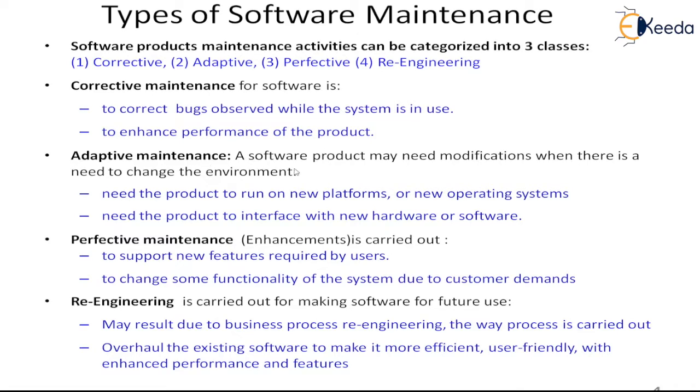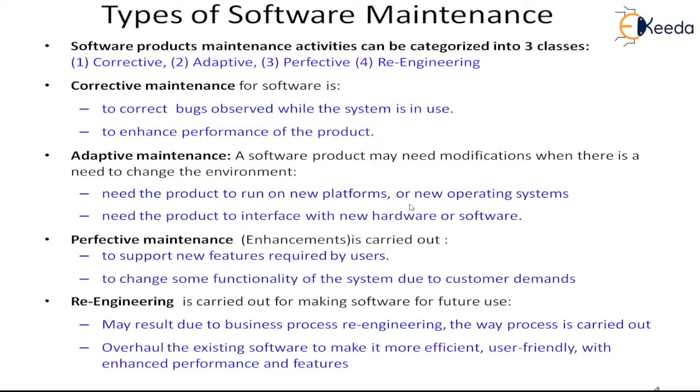Then there is adaptive maintenance. A software product may need modifications when there is a need to change the environment. So it was developed for a particular environment, some kind of platform was used, but later on it needs to be changed. Need the product to run on a new platform. Maybe the platform is not supported anymore, so you need to move it to a new platform. Or the operating system has changed, and you have some products that interface. Now you have to write.